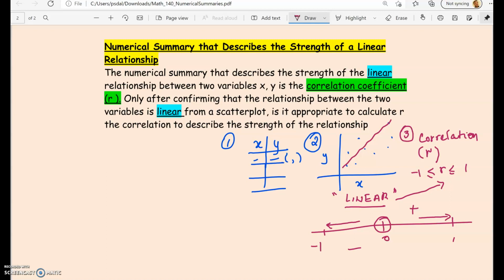So a numerical summary doesn't have to be a bunch of numbers. R is a single number that describes the strength of a linear relationship.